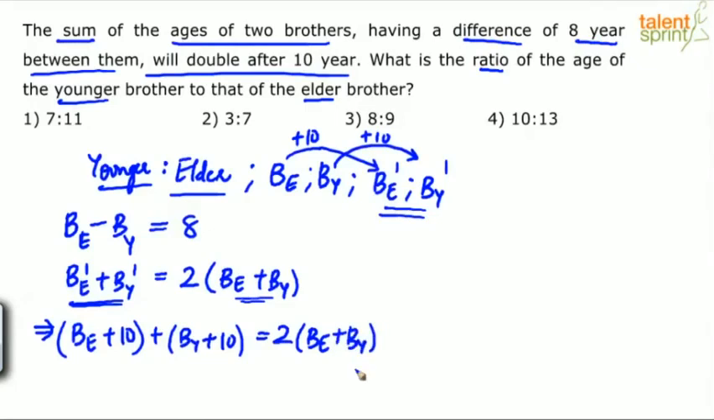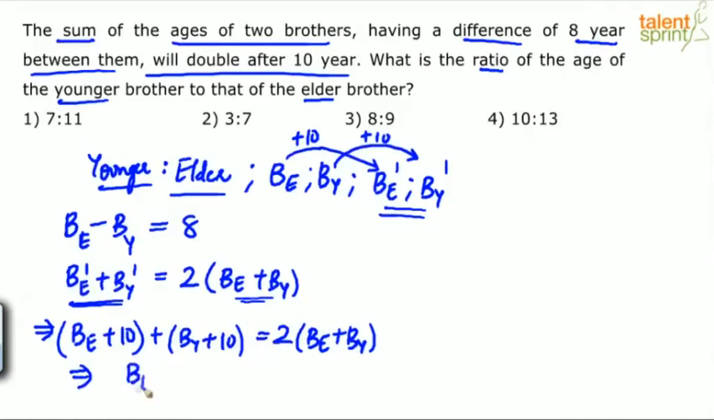You need to understand, some of the students would commit a mistake here by taking BE dash plus BY dash as BE plus BY plus 10. After 10 years doesn't mean that you'll add only one 10. There are 2 persons here, right? So you have to add 10 2 times. So plus 10 and plus 10. Be careful about that.